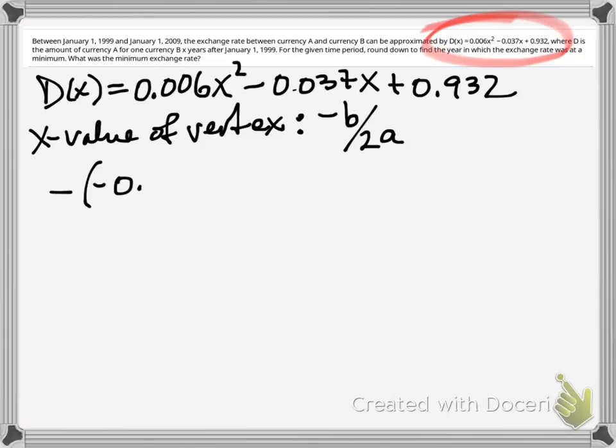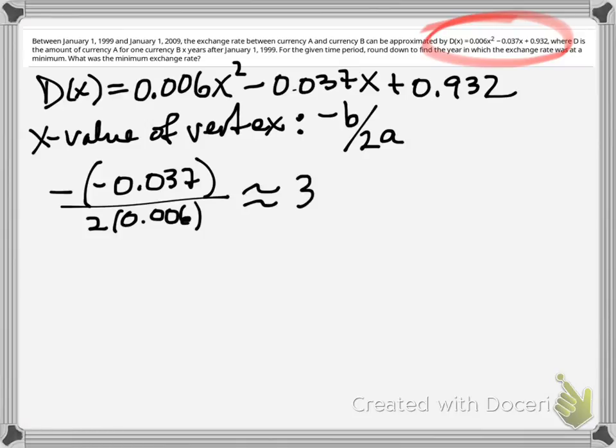If we plug those values in for b and for a, and calculate that on our calculator, we're going to get about 3 years, and we're told we can round it to the nearest year. So 3 years, if we add that on to 1999, because that's what this equation reflects, that would be the year 2002 when the exchange rate was at a minimum.